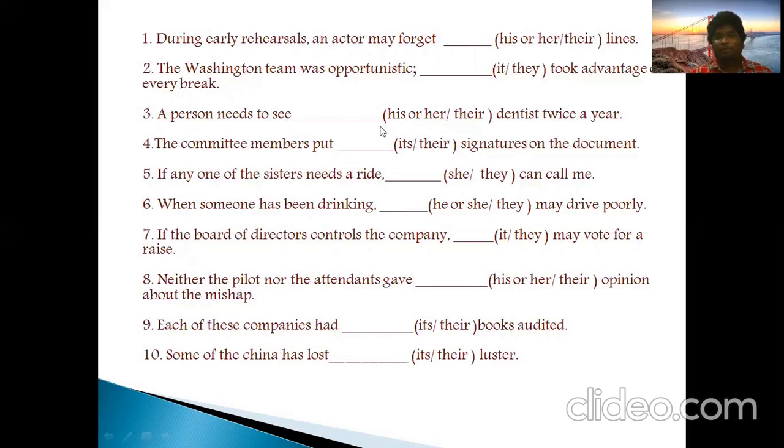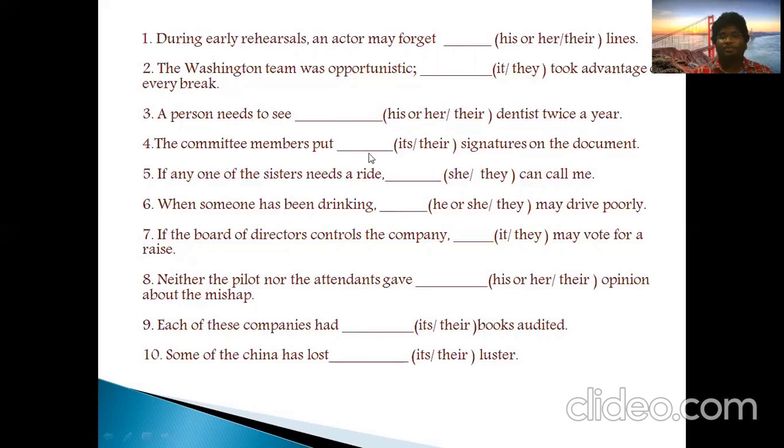So we the people, when we are picking it up, we have to be very careful, right? Which one are you going for? How many of you are going for his or her, and how many of you are going for their? We are the people who are supposed to be careful in choosing the right option. We are not going to say a person needs to see their dentist twice a year. A person is singular, so we have to use a singular pronoun. So: a person needs to see his or her dentist twice a year. This is how it has to go.